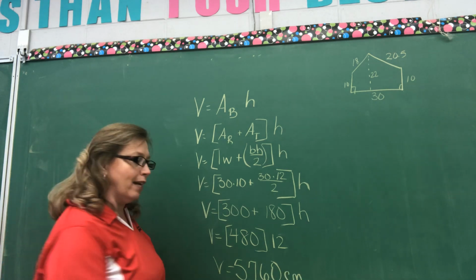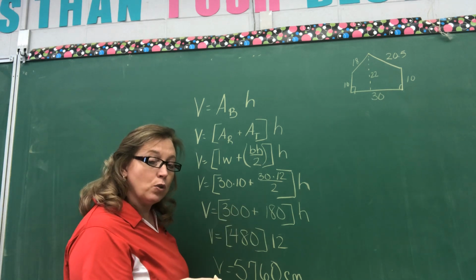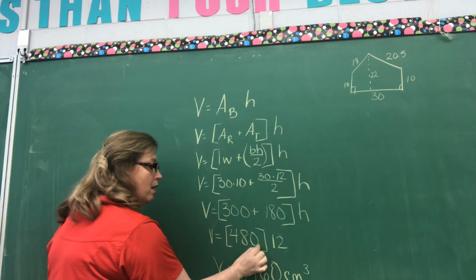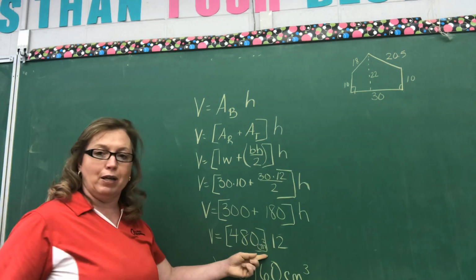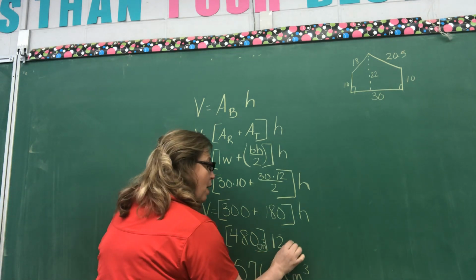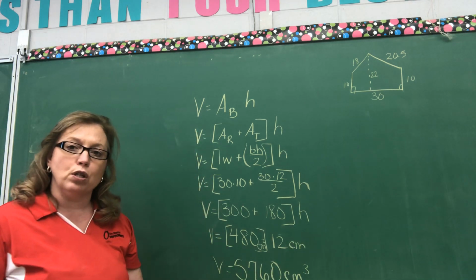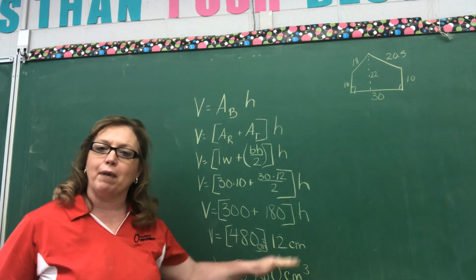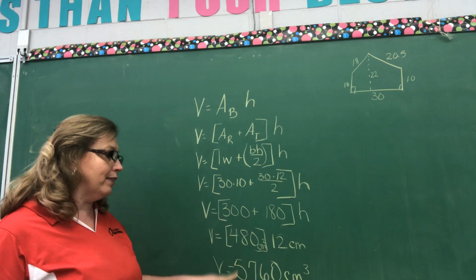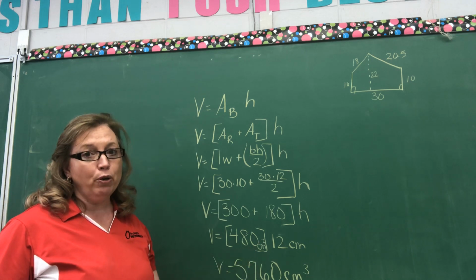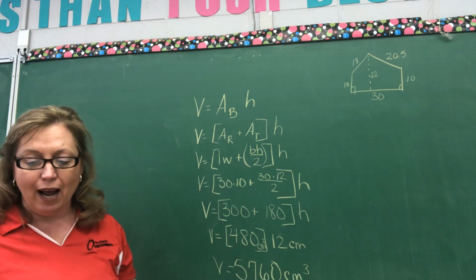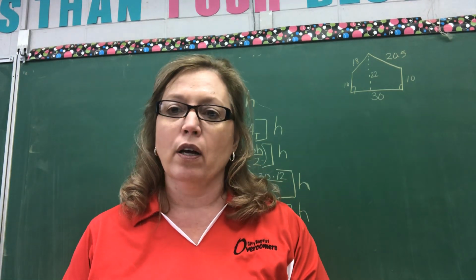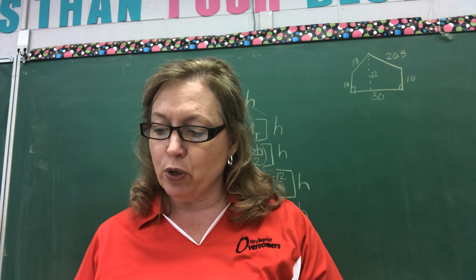Since it's volume, my answer is not going to be square, it's going to be cubic. You say, well, why, Mrs. Turner? Well, remember, this was my area, so this was square centimeters. And 12 is my height, that is also centimeters. I multiplied my numbers, I also have to multiply my label. And that's how I got 5,760 cubic centimeters.